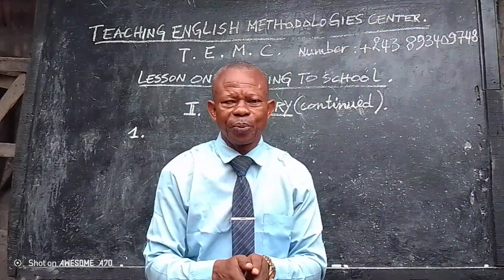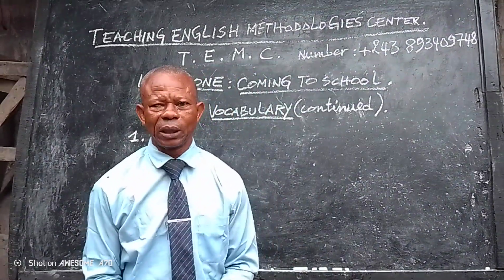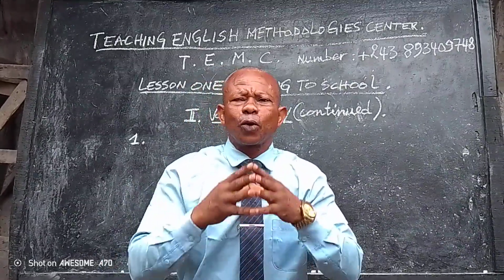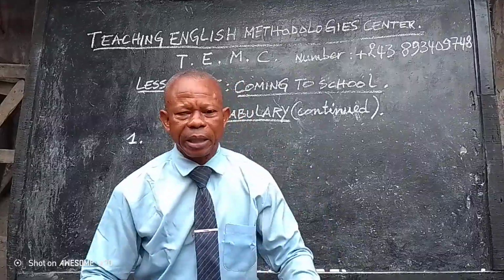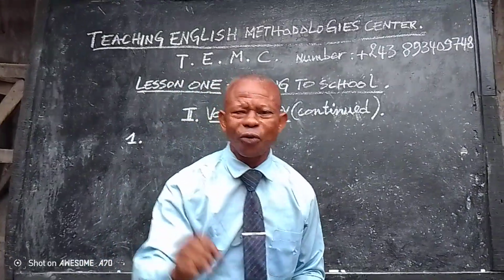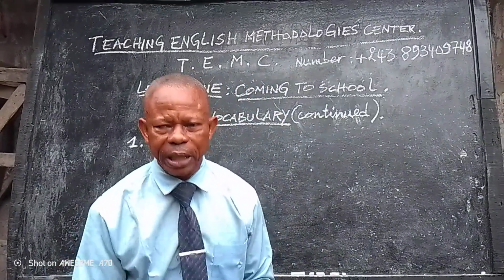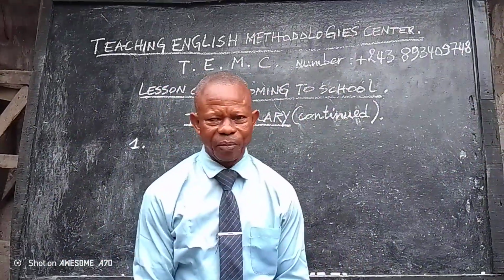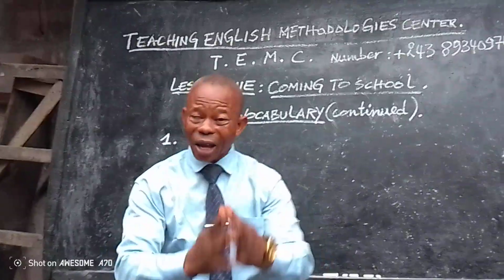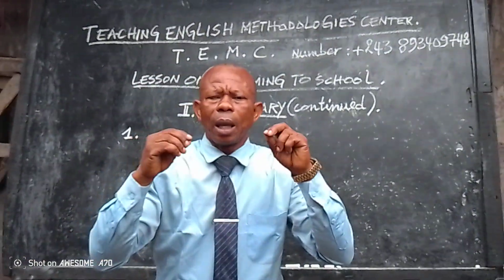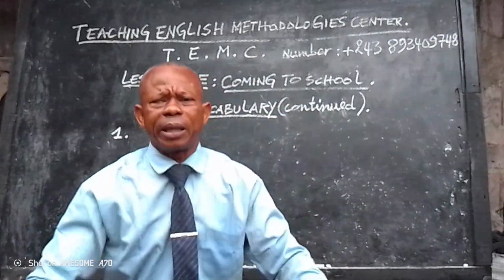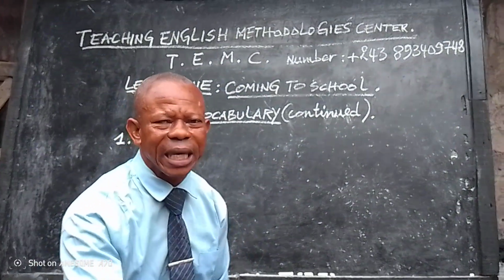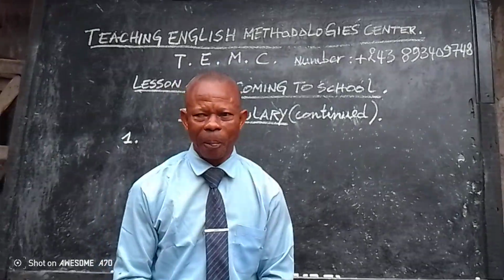You make the model sentence. The school of Soki is big. Individually, chorally. Now you ask the question, what is big? They will say the school of Soki is big.